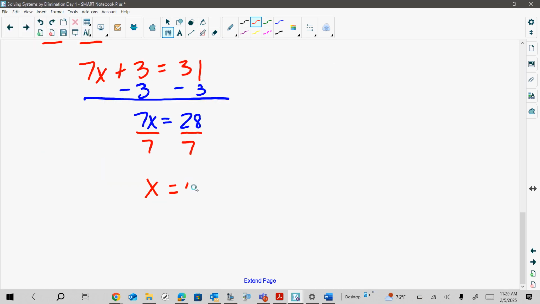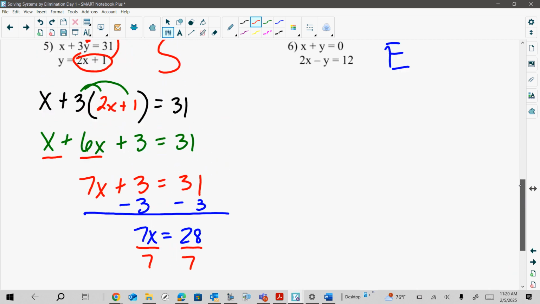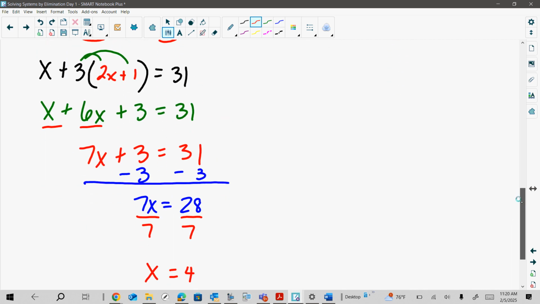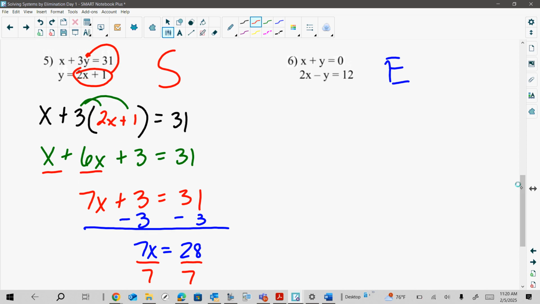Yes, you get x equals 4. So your ordered pair was 4. Oh, sorry. We got to plug it back in to solve for our y. So y equals 2 parentheses 4 plus 1, which is 8 plus 1, which is 9. So we get 4 comma 9.